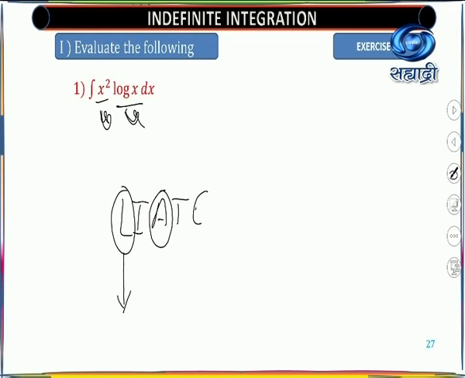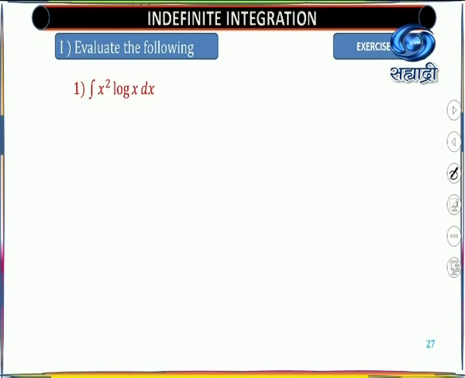Which function? The logarithmic function. It is here. That means you have to select this as u, as a u means the differentiable function. This way we'll start. Okay, and now keep this in mind. This is your u. This one is your v. We'll start with the example.